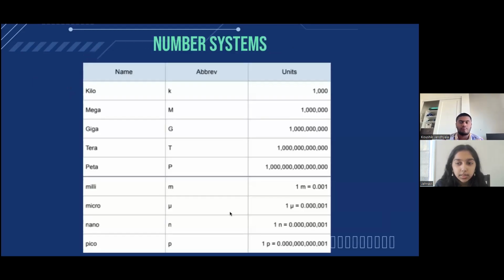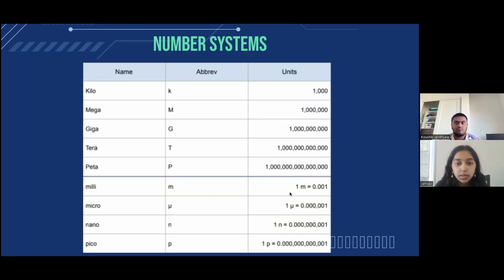Next, we have number systems. Number systems are used to represent very large or very small numbers. We have kilo to represent 1,000, mega to represent 1,000,000, giga to represent 1 billion, and so on and so forth. On the other side, we have milli to represent 1/1000, micro to represent 1/1,000,000th, and nano to represent 1/1 billion, and so on and so forth.